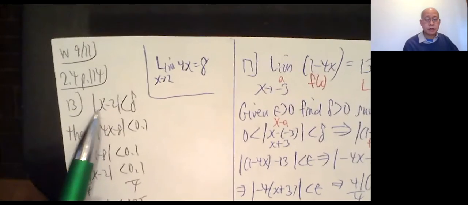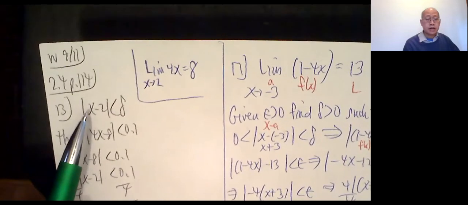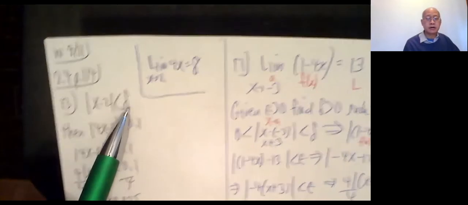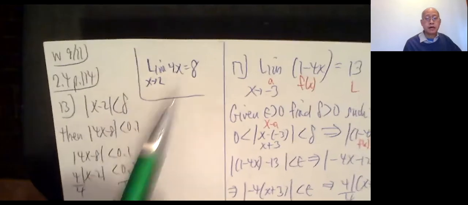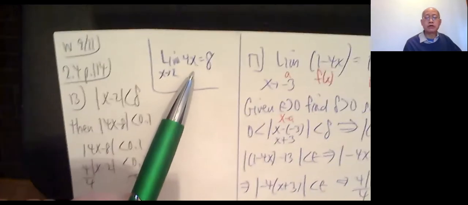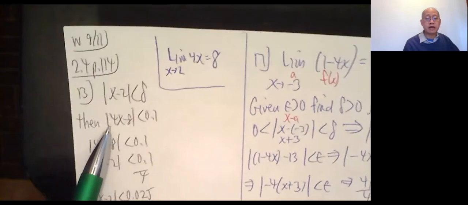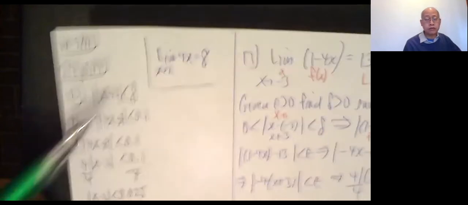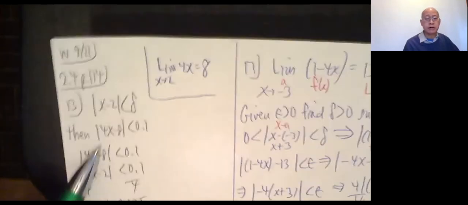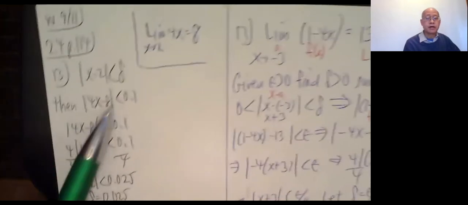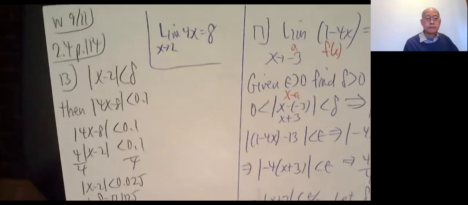How do I say x is close to 2? Like this: the absolute value of x minus 2, the distance between x and 2, is less than delta. Then 4x is going to be close to 8. That means the absolute value of 4x minus 8 is less than 0.1. Remember, the distance between two numbers, when you don't know which is bigger or smaller, is the absolute value of the difference.